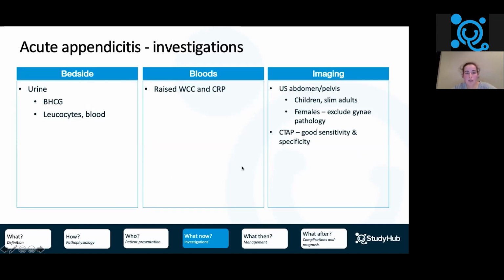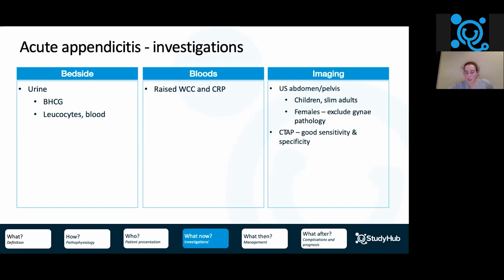So in terms of investigations, bedside tests, all patients should have a urinalysis, and a beta HCG in females. You might find that patients have leukocytes and blood in the urine, and this can happen if the appendix is lying over the bladder and irritating it. Bloods, you're going to be looking for raised inflammatory markers, so white cell count and CRP.